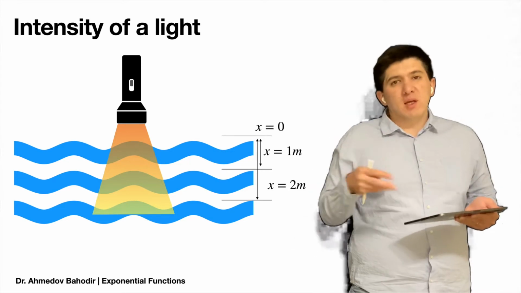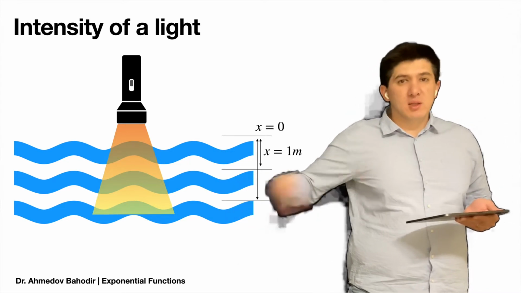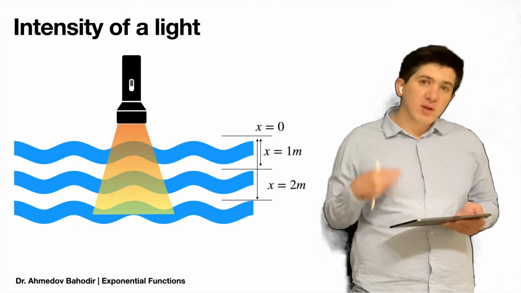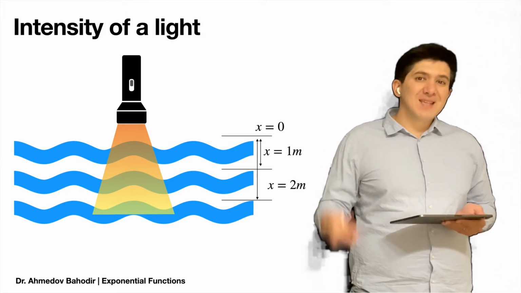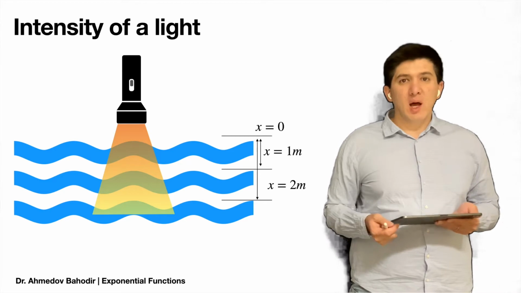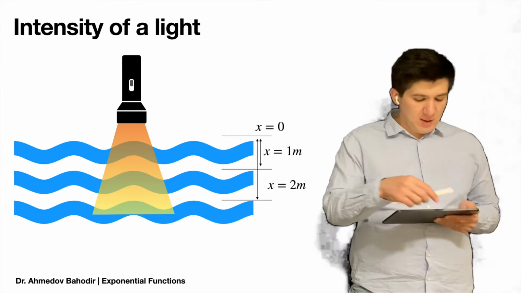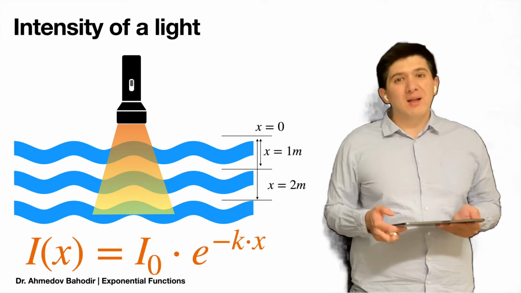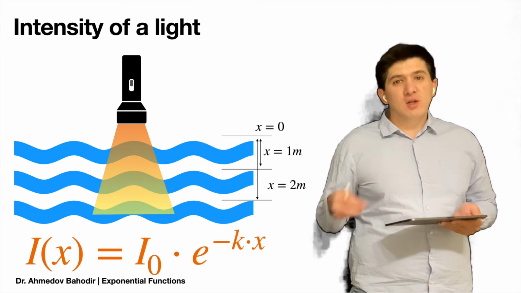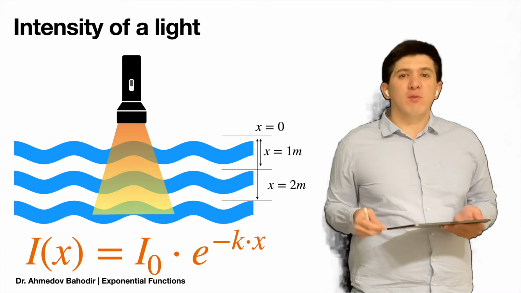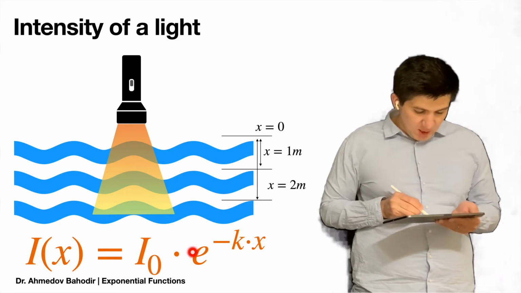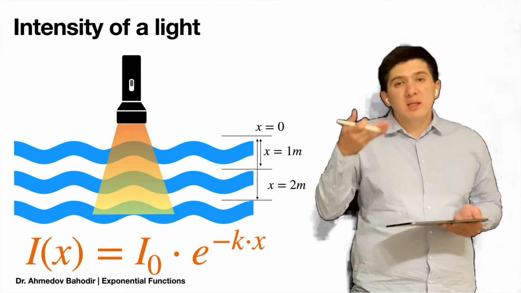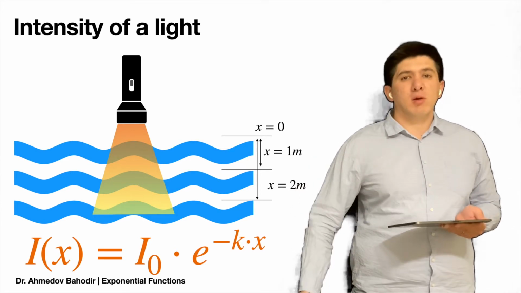So obviously the intensity of the light is going to decrease a lot, right? And if I would like to understand the exact intensity of the light at every meter, then I could just use the so-called Beer-Lambert law, which has an exponential form. So you see this e to the power of some x, where x means the depth, how deep you are going.